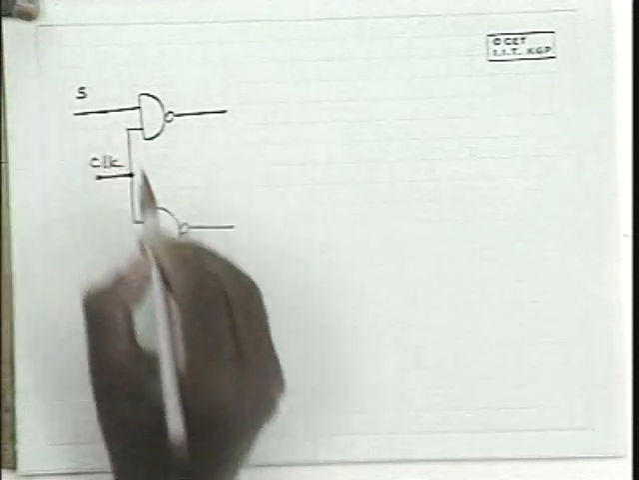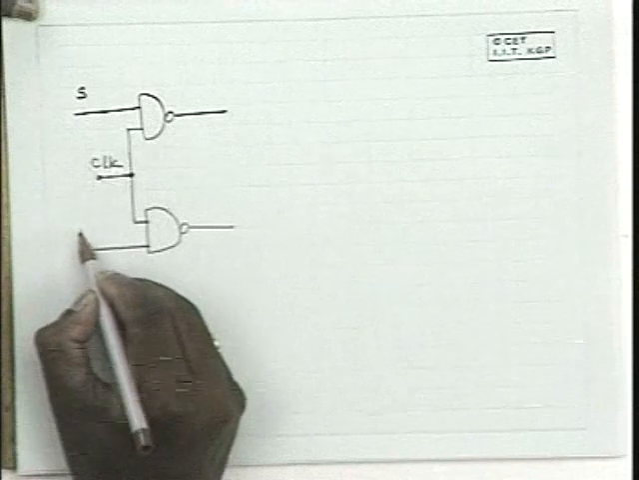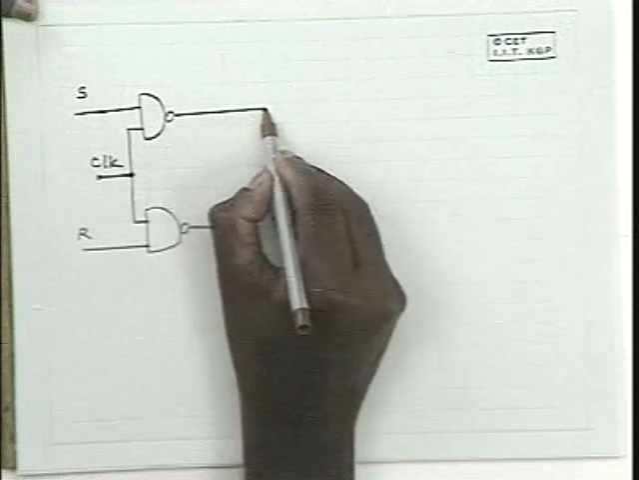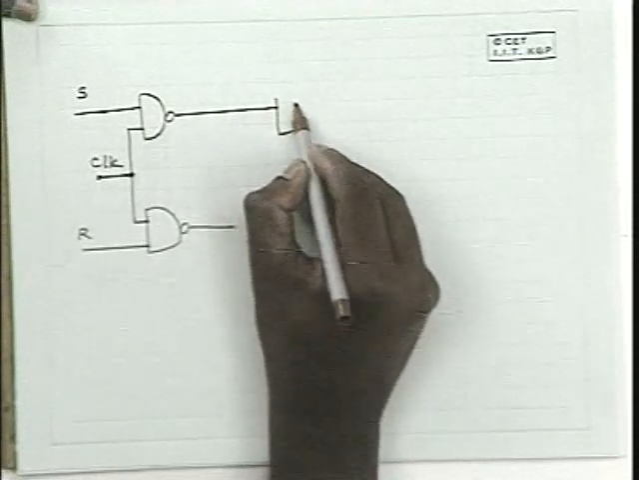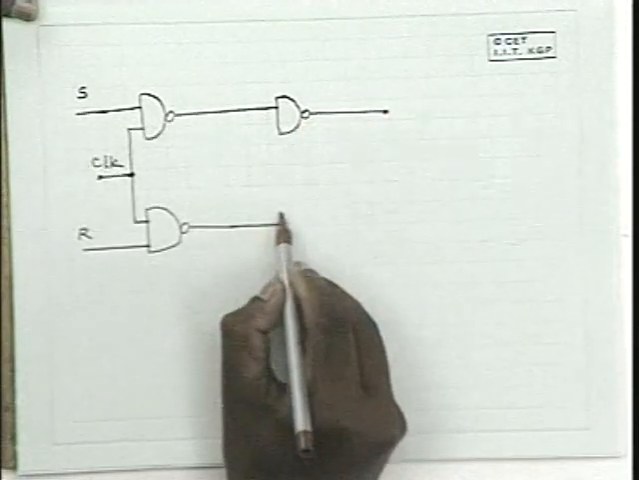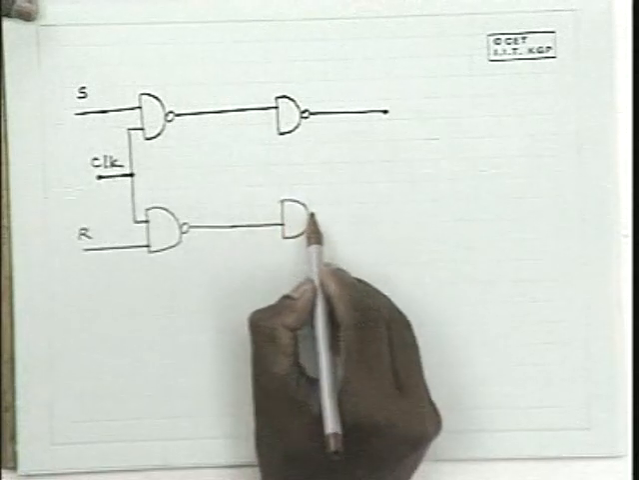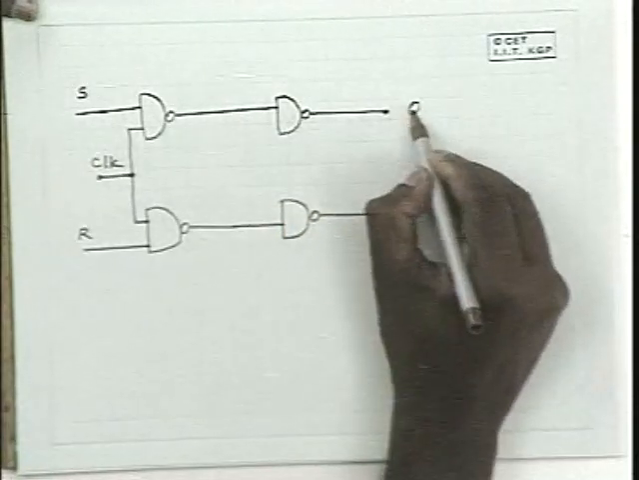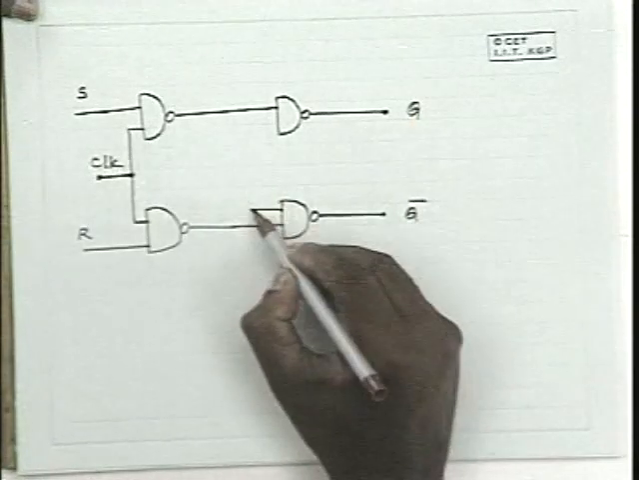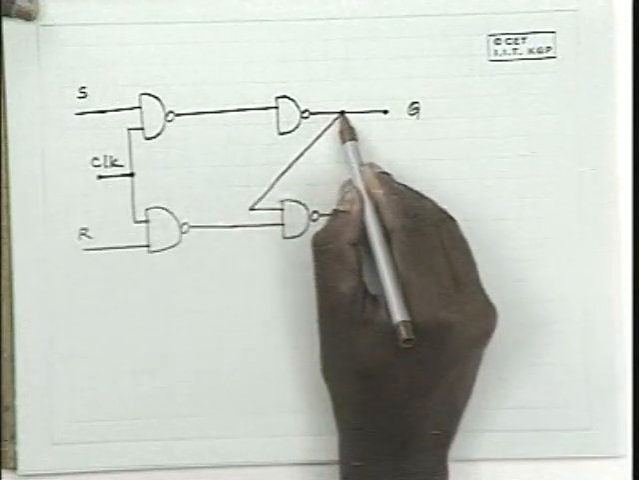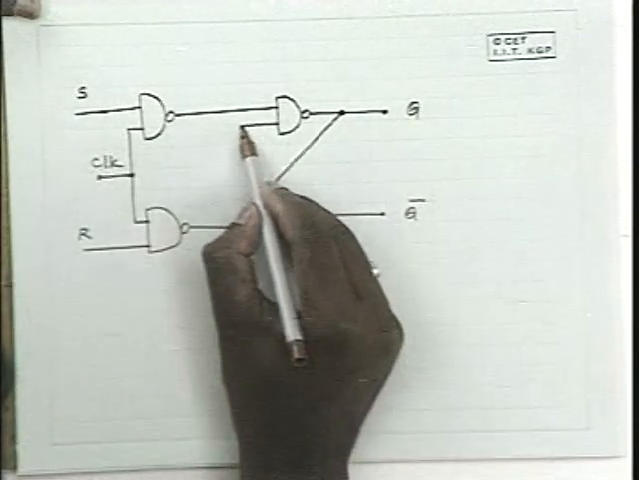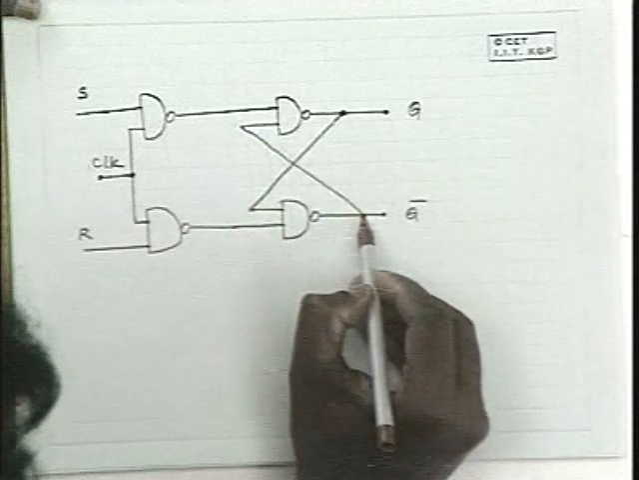Now this is your set input. This is the reset input. And the NAND gate outputs are connected to another pair of NAND gates, as we discussed just now. This is Q and this is Q bar. Now to this, a feedback is connected from this output. Feedback is applied from this output, and to this NAND gate, a feedback is applied from this output.